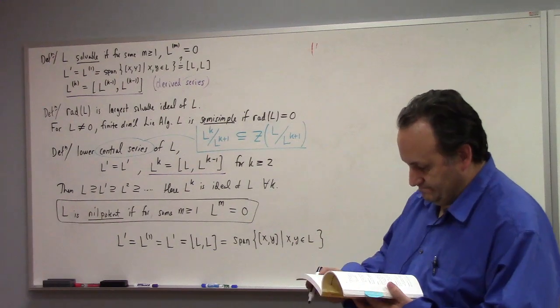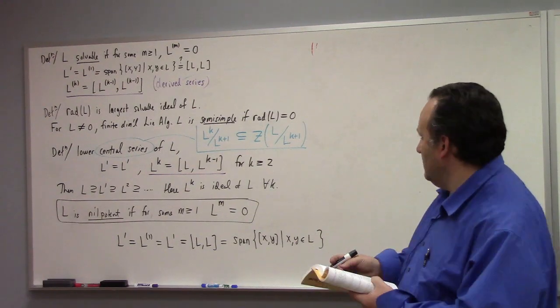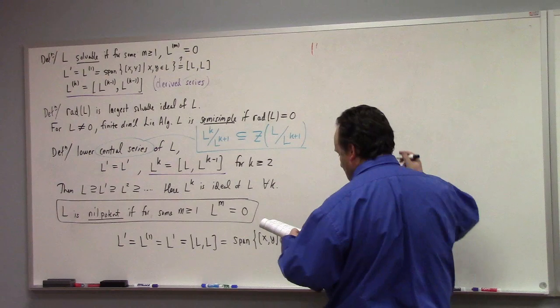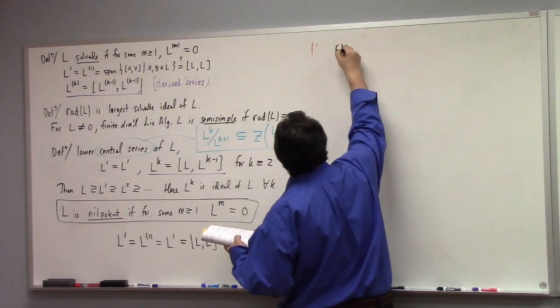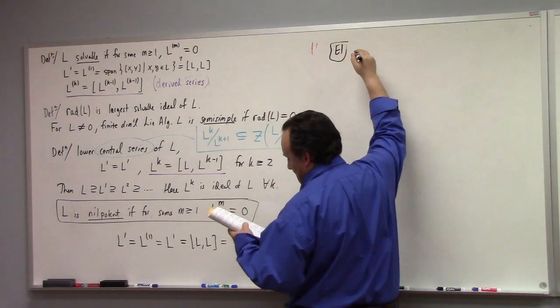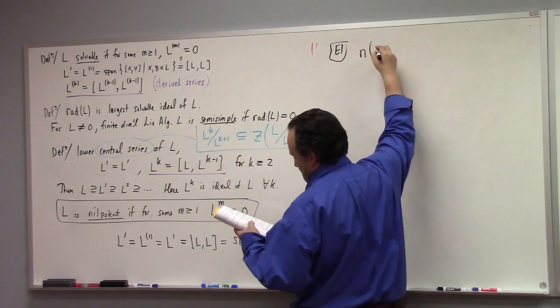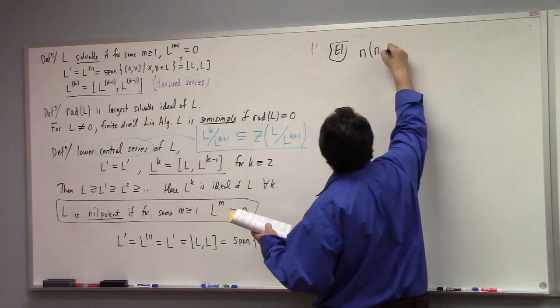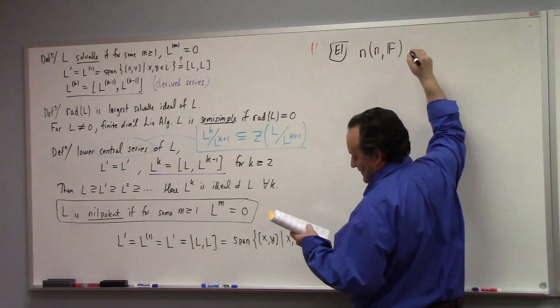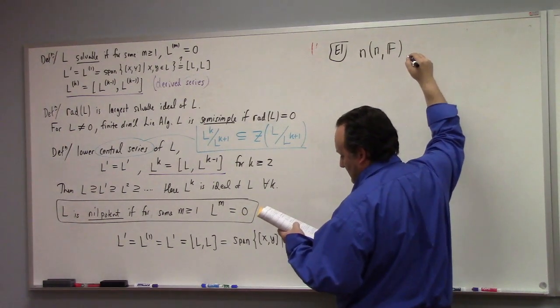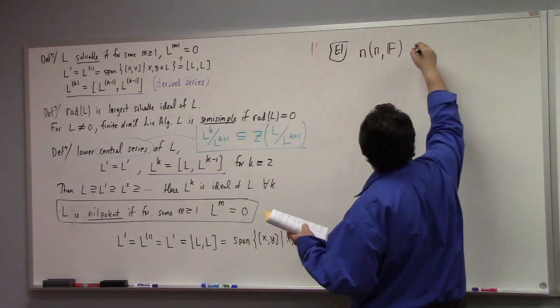So that's a so-called nilpotent Lie algebra. An example. Oh, an actual example. What do you know? Example 1. The strictly upper triangular matrices n over a field F is nilpotent.